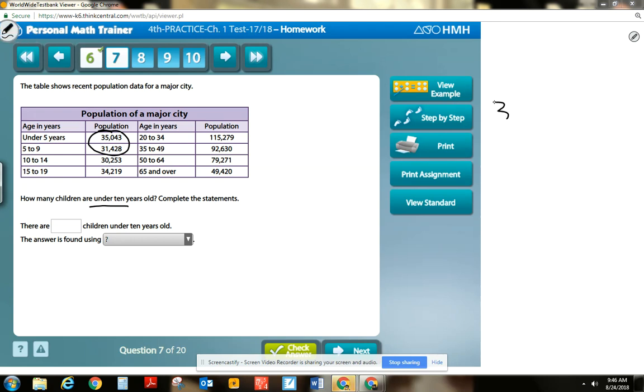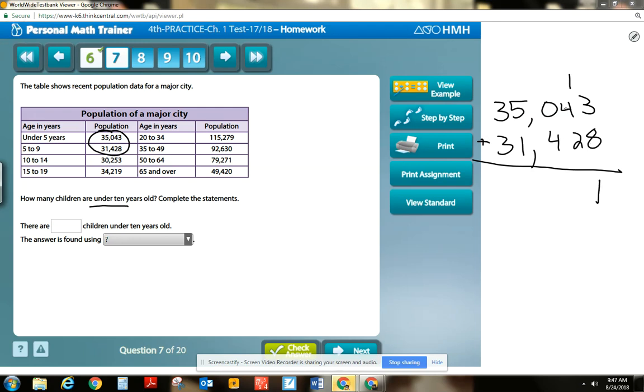So on your pink piece of paper, you would rewrite these numbers. Make sure that you line up by place value. We're working horizontal. You're going to add them. Now when you're adding, make sure that you're being precise. 3 plus 8 is 11. Got to regroup. 1 plus 4 is 5. 6, 7. 0 plus 4 is just 4.